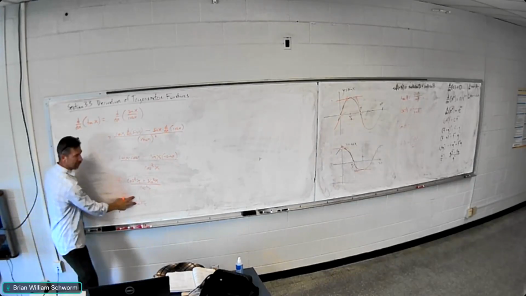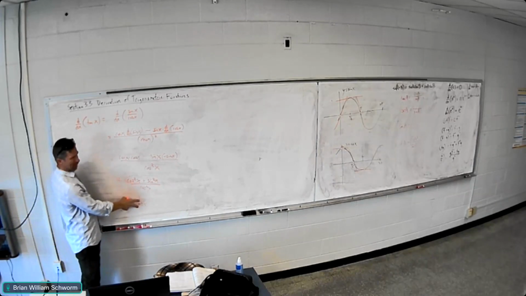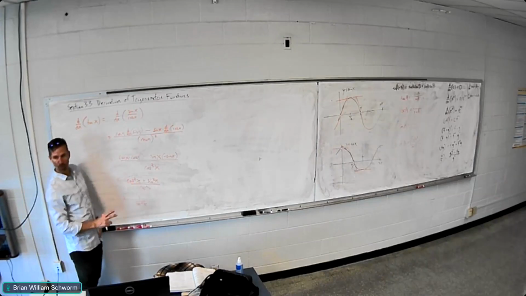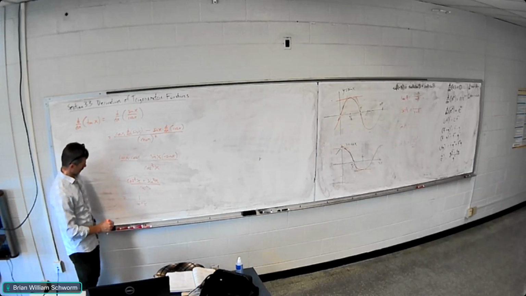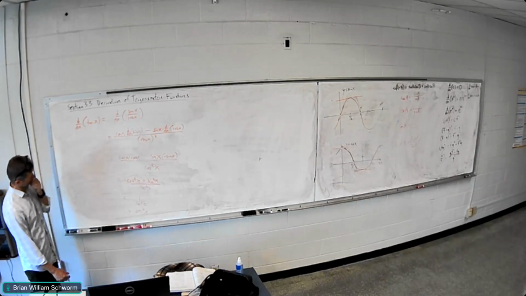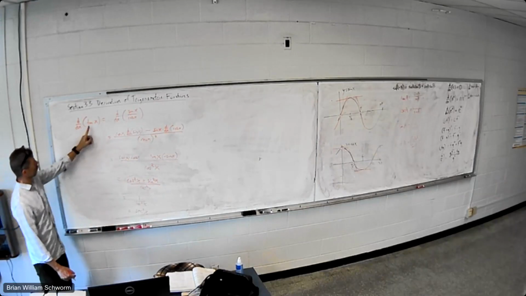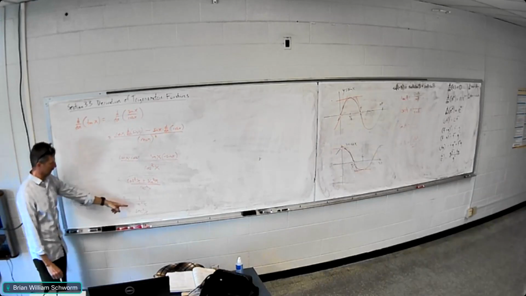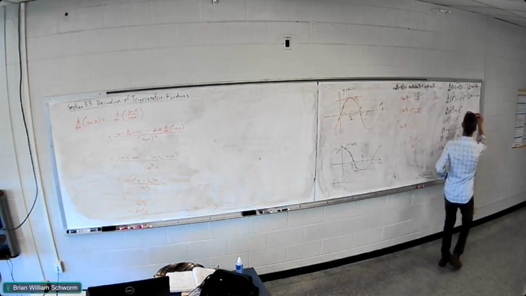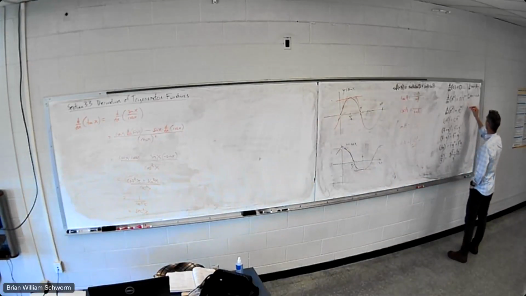And so basically this is simplified, but I can make it look better by using the fact that cosine and secant are reciprocals of each other. So I could write this as secant squared of x. So the derivative of tangent is secant squared. That's the final conclusion. Derivative of tangent is secant squared.